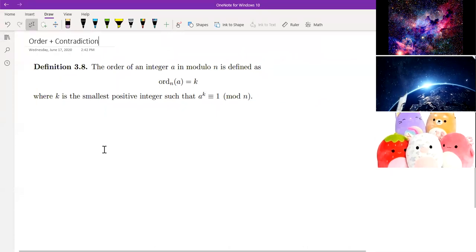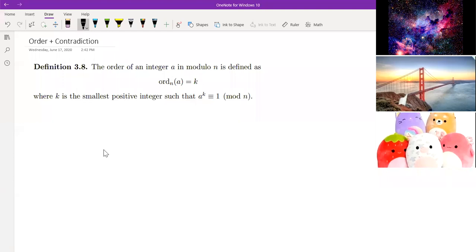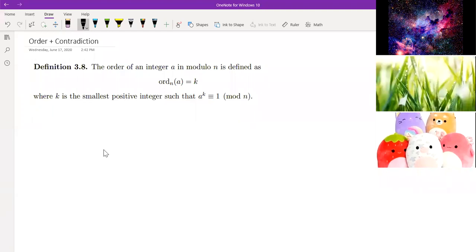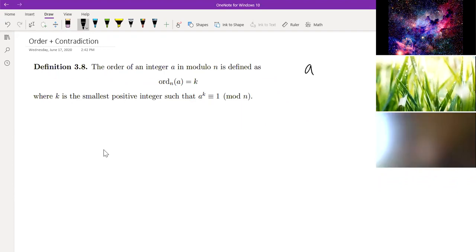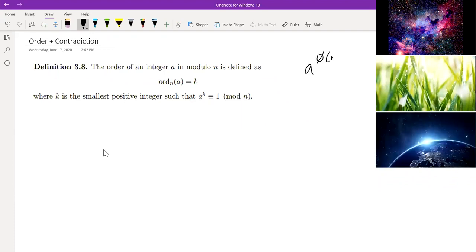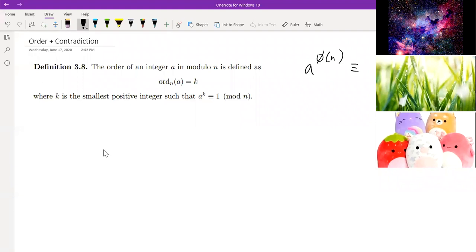Here we're going to talk about the definition of order. The order of an integer a in mod n is defined as order of a mod n equal to k, where k is the smallest positive integer such that a to the power of k is congruent to 1 mod n. And this is related to Euler's theorem because we know that if a is co-prime to n, a to the phi of n should be congruent to 1 mod n.